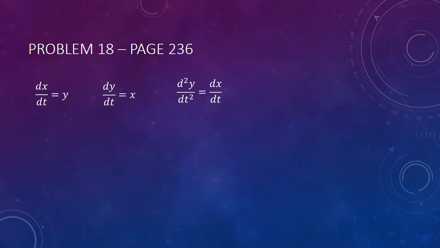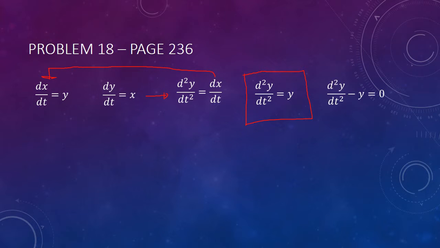What I'm going to do is take a second derivative. I'm going to take the derivative of this whole expression. So the second derivative of y has to equal the derivative of x. Well, I know what the derivative of x is. It is right over here, and that's telling me the derivative of x is equal to y. So if I plug that in here, now I've got an equation with just y's in it, an equation I know how to solve.